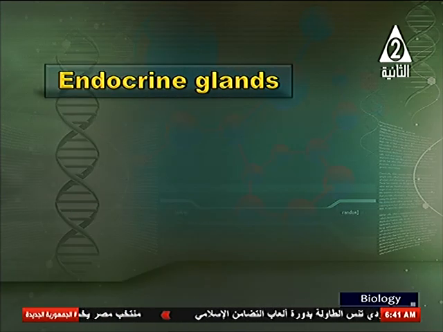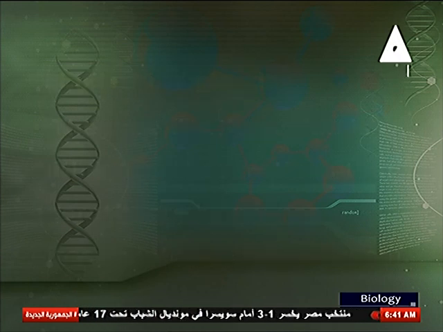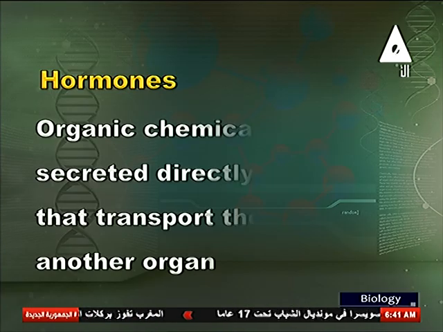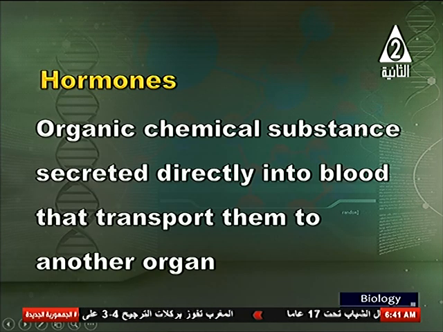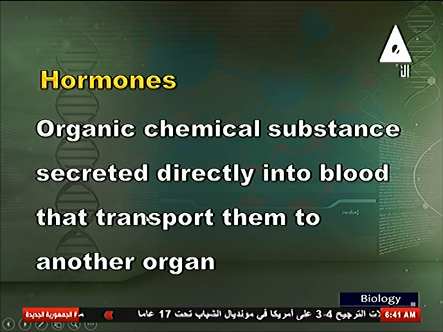What are the endocrine glands? As we said, they are ductless glands with internal secretion that secrete hormones directly into the bloodstream. What are hormones? What is meant by hormones? They are organic chemical substances secreted from endocrine glands directly into the blood to transport them to other organs or glands.